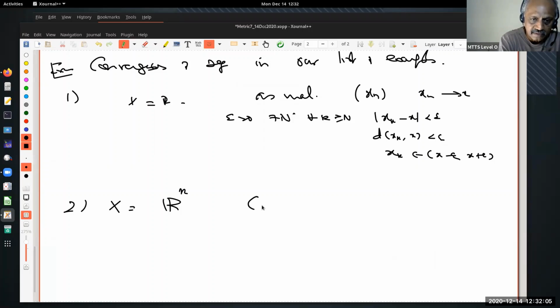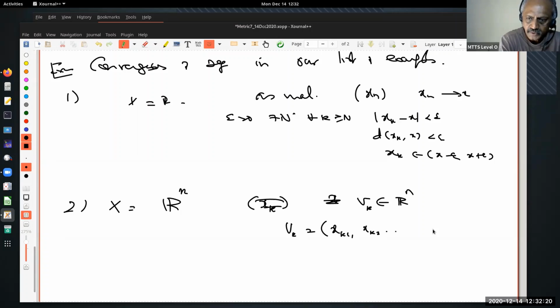Then I will think of a sequence as xk. Now xk, maybe I will call it vk. vk is an element of Rn. Therefore, vk is a vector, so I should think of it as x. It has n coordinates: xk1, xk2, up to xkn. You understand this? Yeah, that's how I would write.